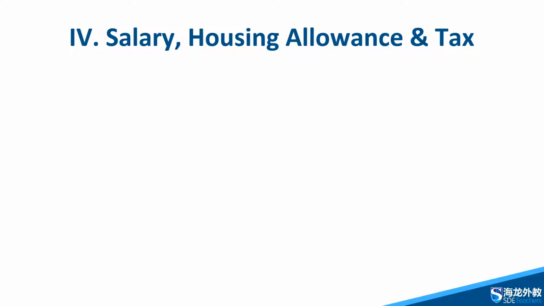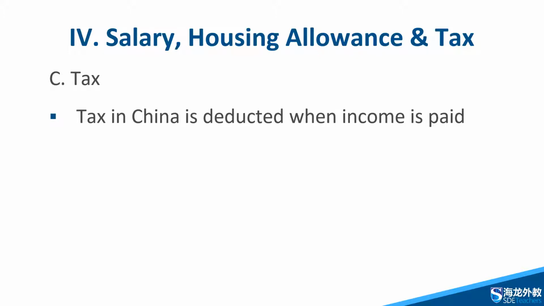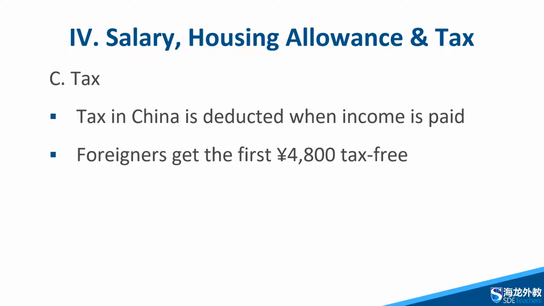Okay, next up is a few tax details. So like most employers in other countries, SDE will actually automatically deduct your income tax and pay it for you before they give you your salary. Foreigners in China actually get the first 4,800 RMB tax-free. It's kind of an added benefit to being a foreigner. And then social insurance contributions will also be made for you before tax. SDE will make a contribution to your public health insurance account, and then will also withdraw yours as well, which is about 200 RMB per month.